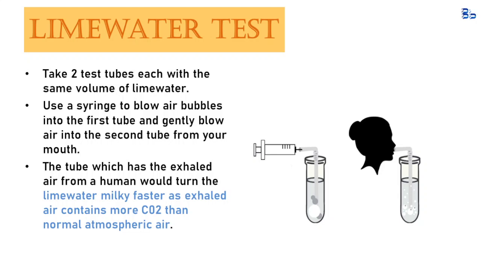Observe both the test tubes and you will notice that the test tube which has the exhaled air from a human becomes precipitated with a white color faster. What this means is that there is more carbon dioxide present in exhaled air. This is because lime water is actually an indicator of carbon dioxide. When excessive carbon dioxide comes in contact with lime water, which is calcium hydroxide, white calcium carbonate precipitate is formed.